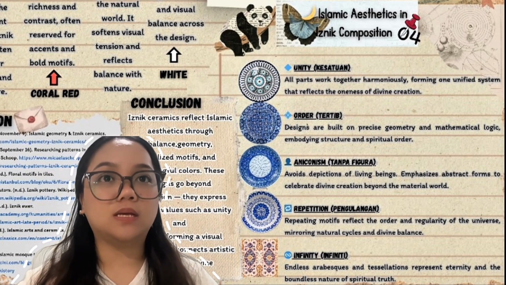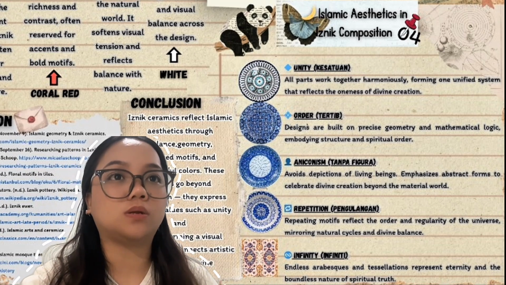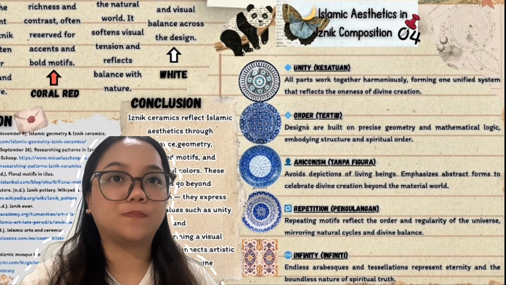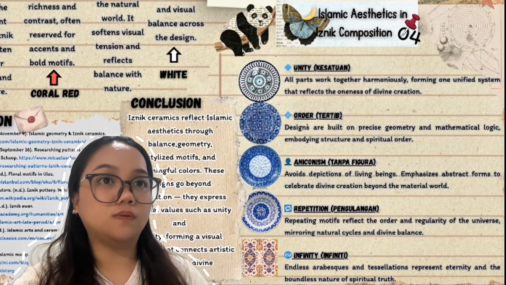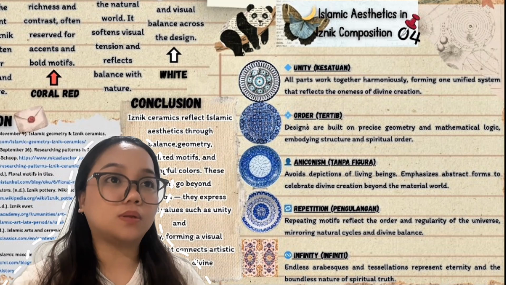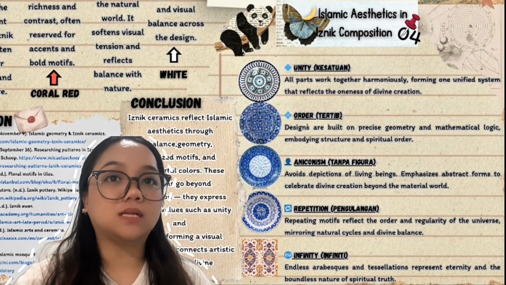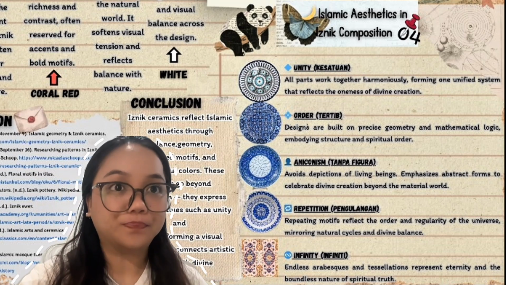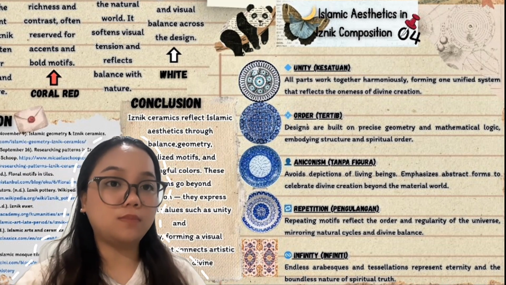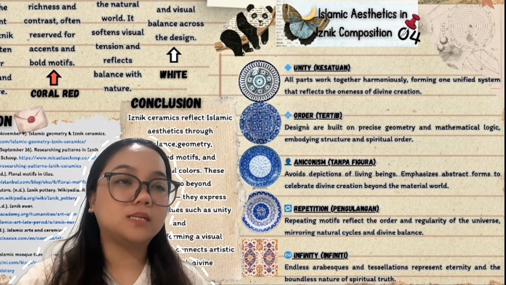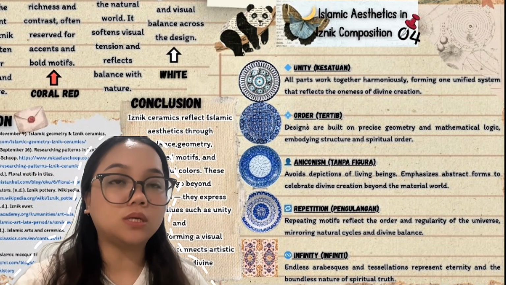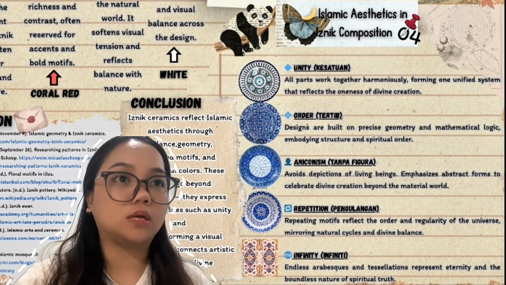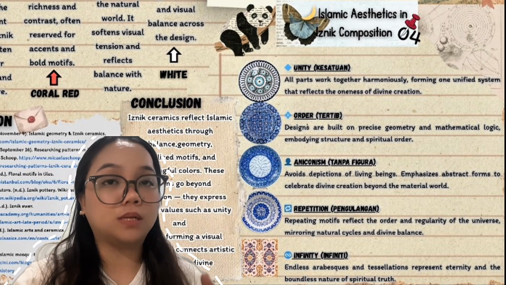Next is order. Aesthetic artists follow precise geometric rules in constructing each design, creating a sense of control and discipline. This order reflects the deeper belief that beauty arises from divine structure, and not chaos. The third is aniconism. Aniconism is the avoidance of human and animal imagery in Islamic art. Instead of using figurative representation, aesthetic artists explore motifs, abstract forms, and geometry to express spiritual meanings.